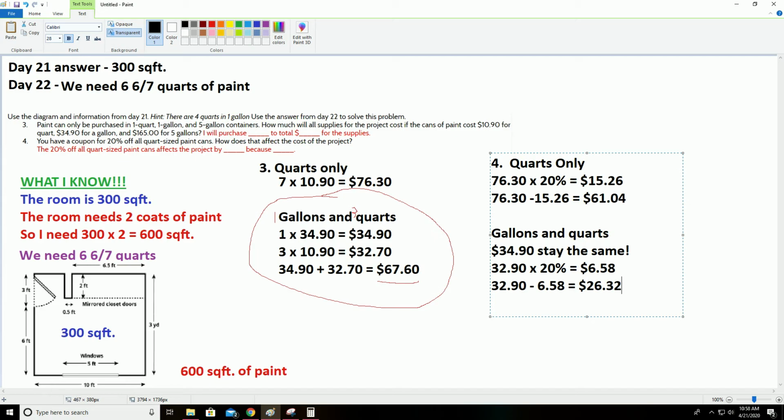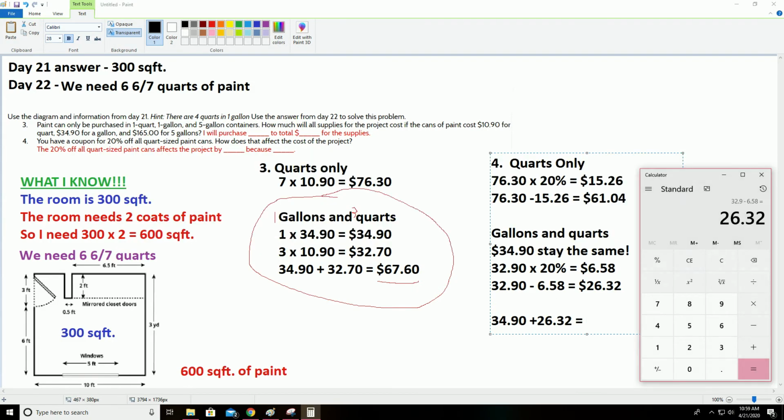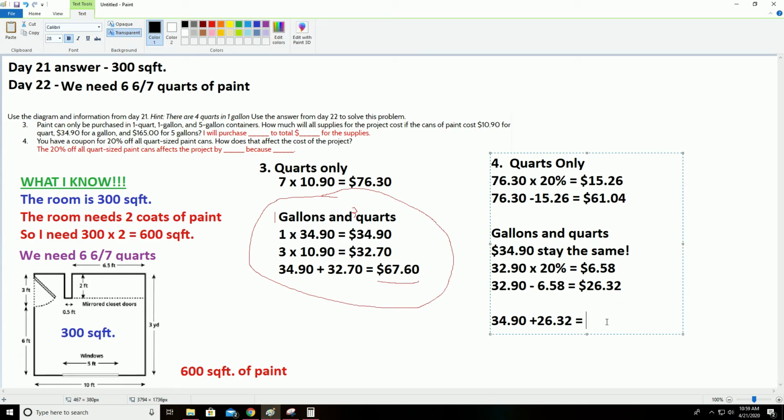So here's what we need to do now. We need to add the discounted price for quarts back to the original price of the gallons because we could not discount the gallon price. And let's see if we still are going to choose 1 gallon and 3 quarts of paint, or if we're just going to go with the 7 quarts only. So let's see if we're still going to buy the same units of paint. $61.22. Would you look at that?